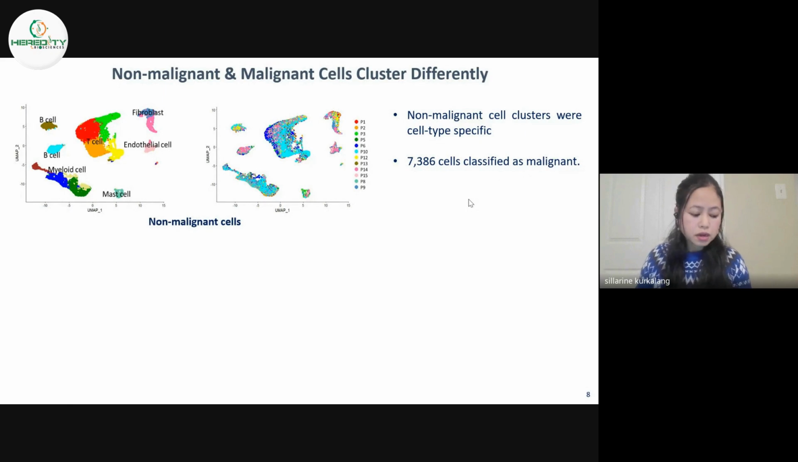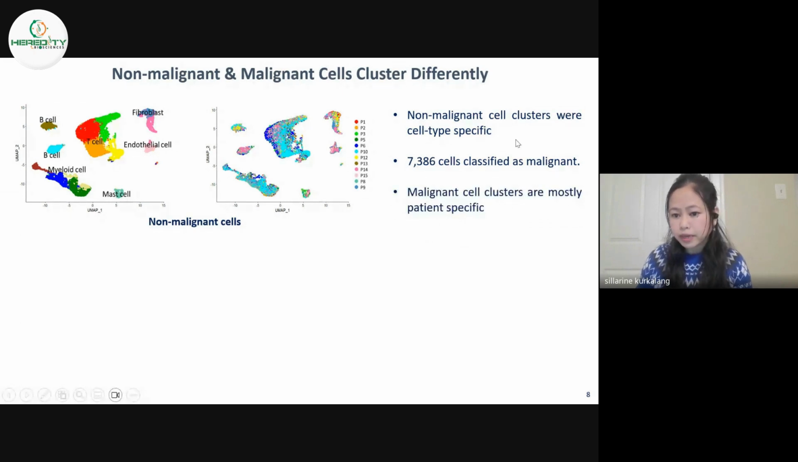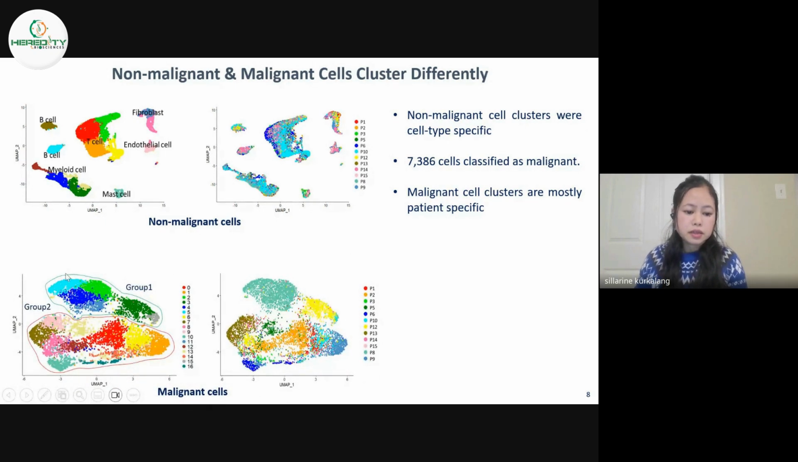Then we clustered those malignant cells. We found that, unlike the non-malignant cells, these epithelial malignant cells cluster mostly patient-specific, not cell-type specific. As you can see here, these are the cell clusters of the epithelial malignant cells, where each cluster is colored differently, like green, light green, blue, light blue. So these are cluster 2, cluster 5, cluster 4, cluster 11.